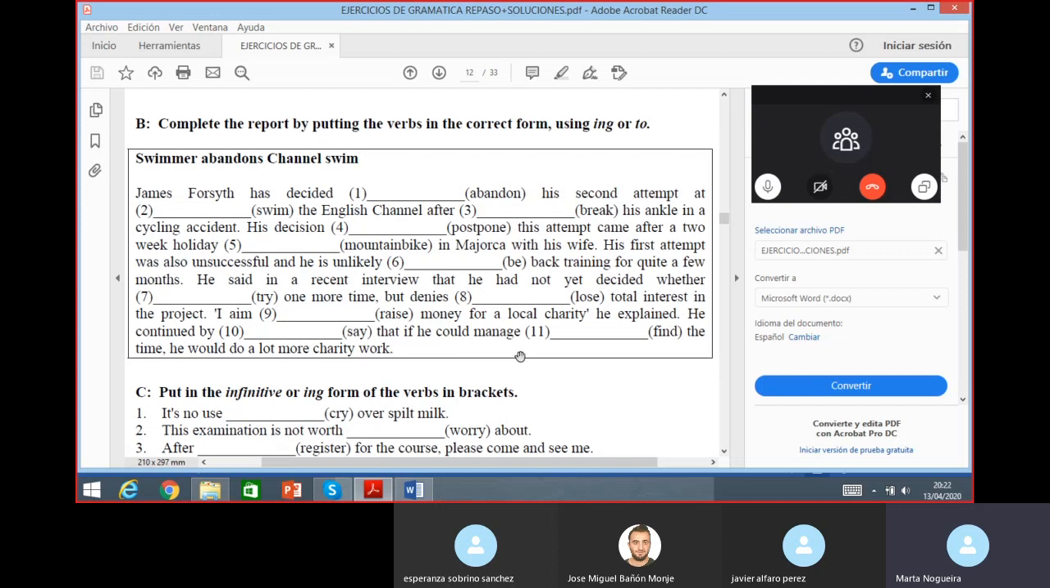I aim to raise money for a local charity. He explained. He continued by saying, because this is a preposition, that if he could manage to find the time, he would do a lot more charity work. Dudas.